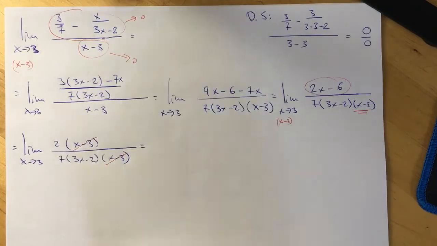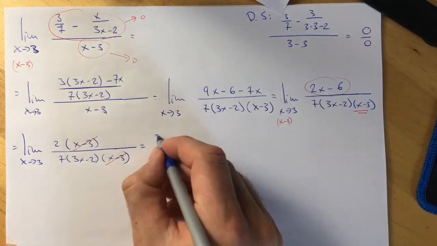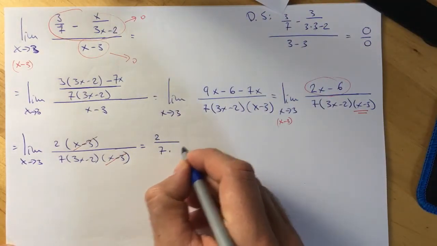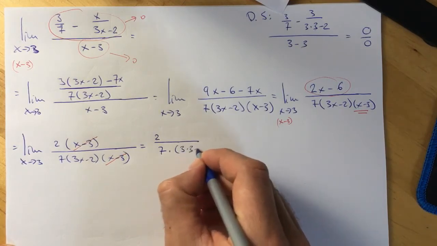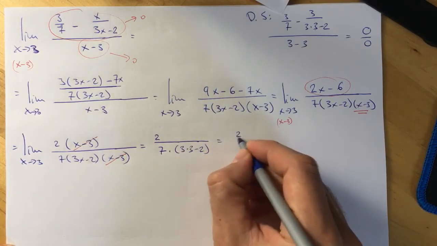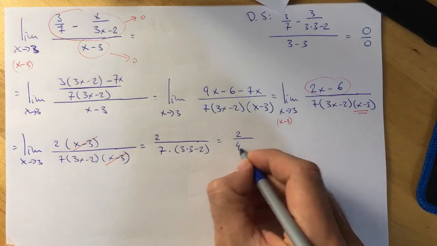So you use direct substitution one more time, and you get 2 over 7 times 3 minus 2, which is 2 over 7 times 7, which is 49.